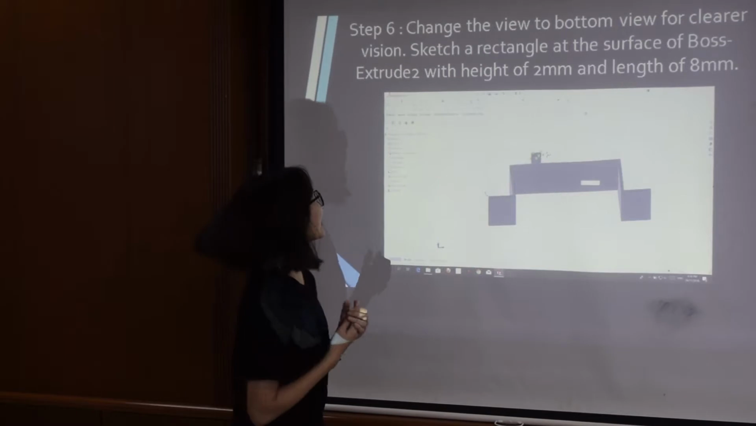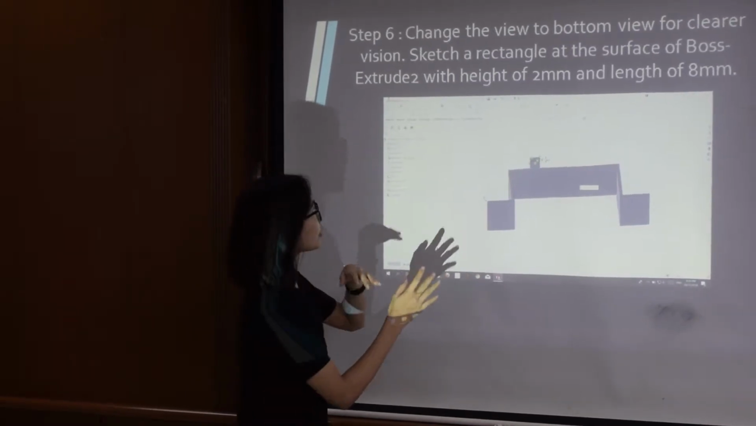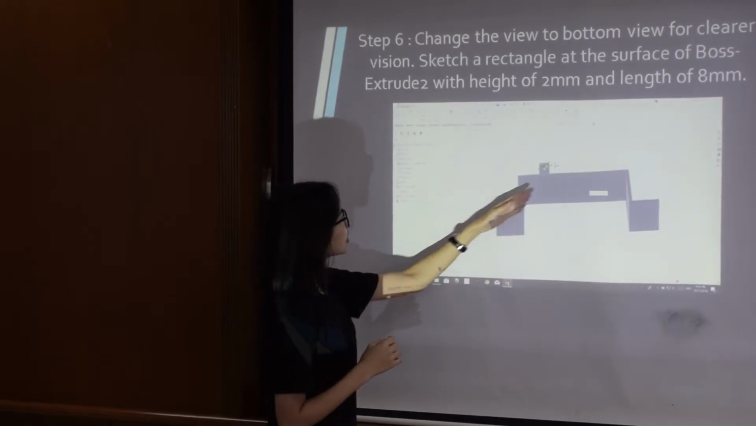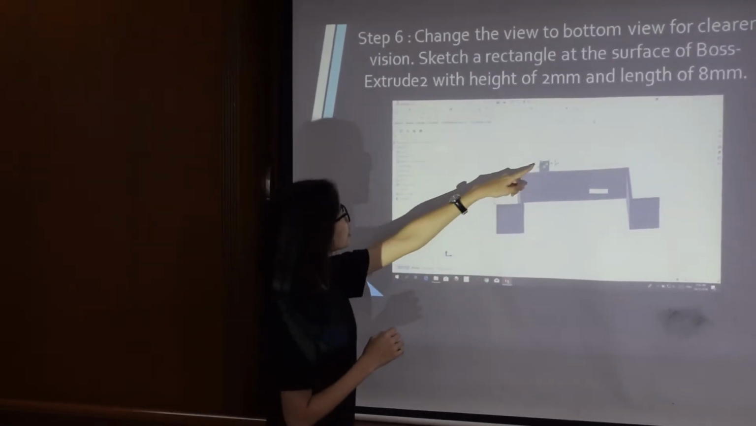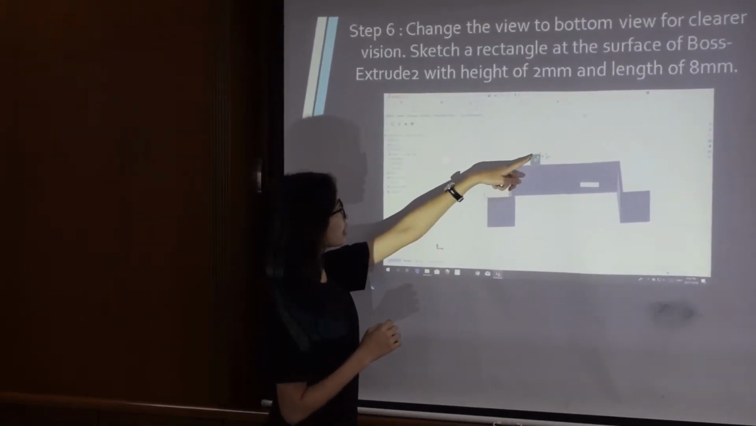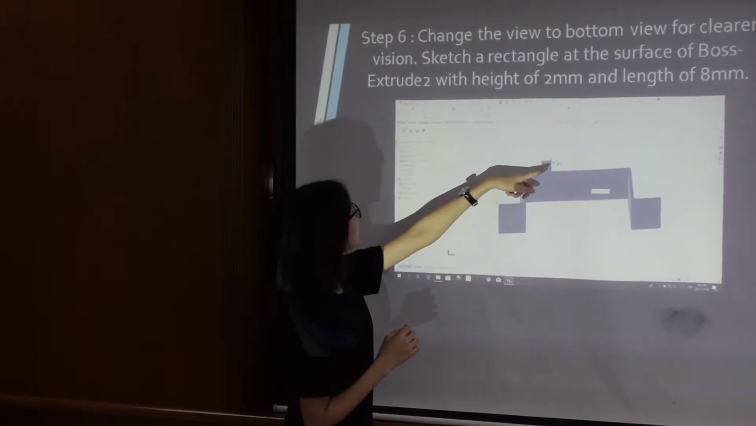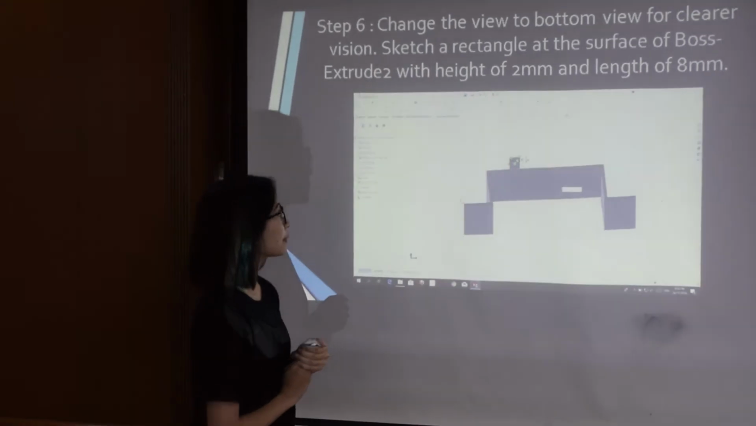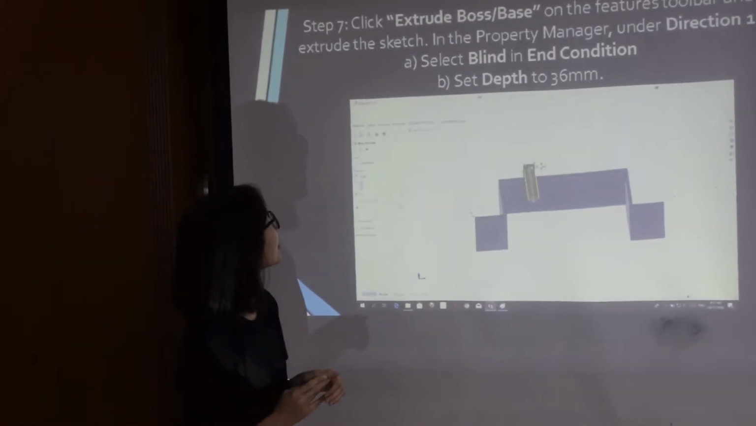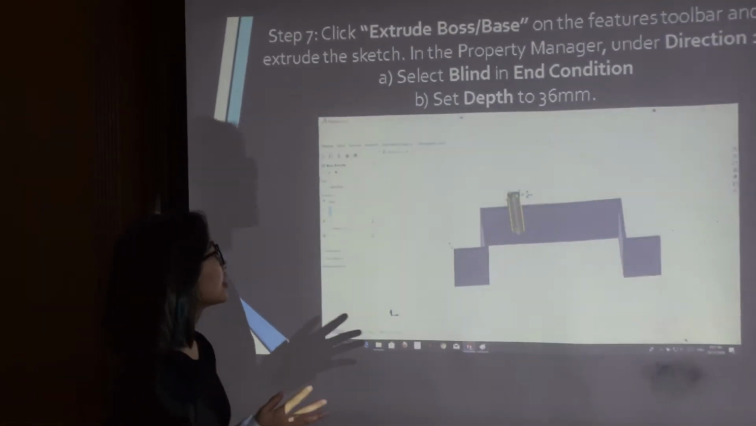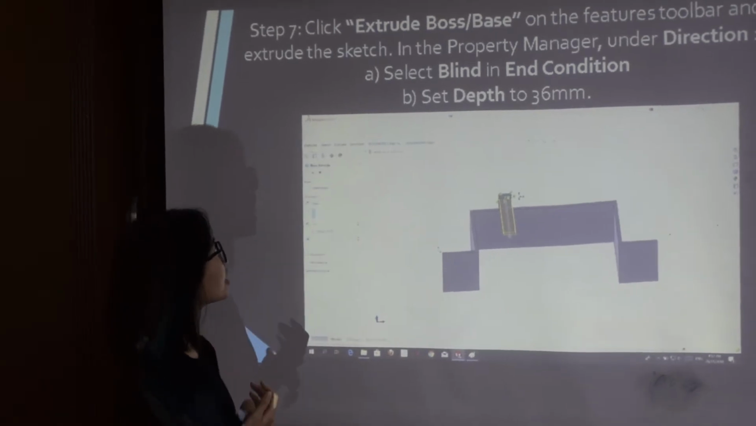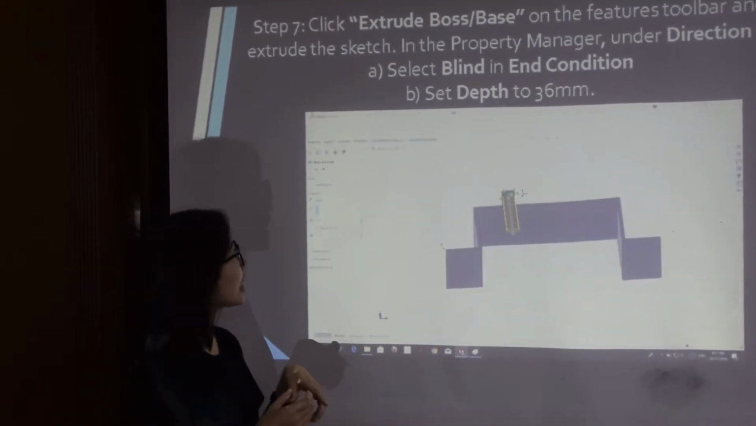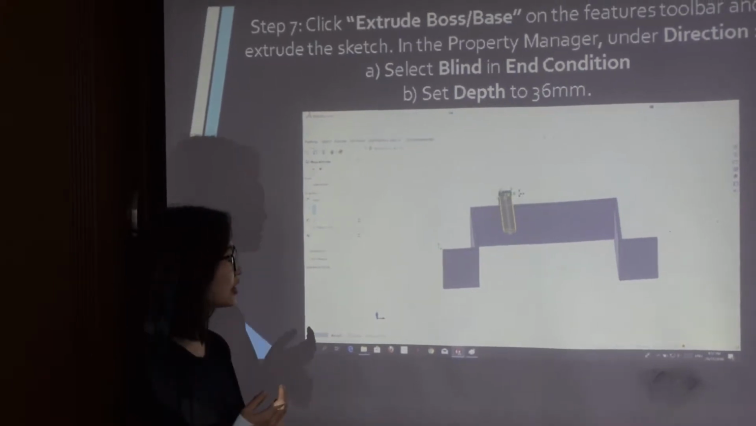tool, and then you change the view of the extrude tool, and then for the killer surface, and then you sketch a rectangle on the surface of the boss extrude tool with a height 2 mm and length 8 mm. And then on the features again, you select extrude boss or base, and then extrude the sketch to 36 mm.